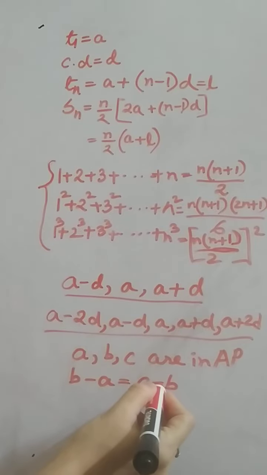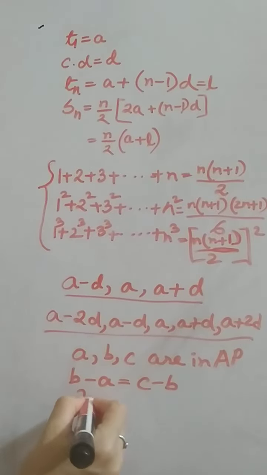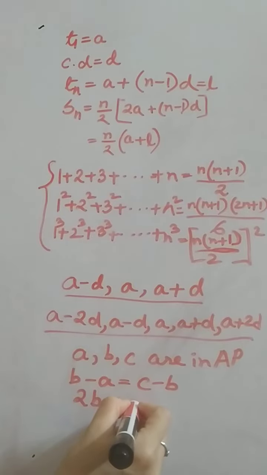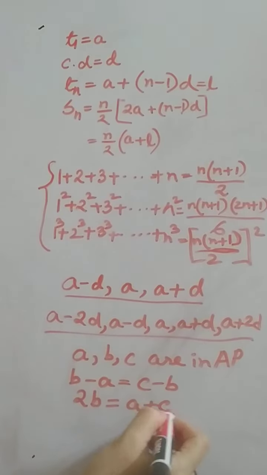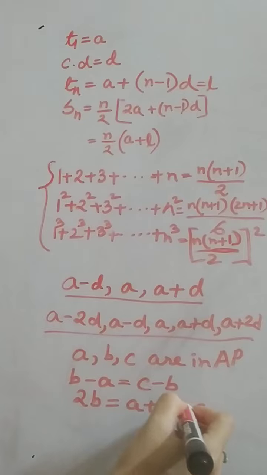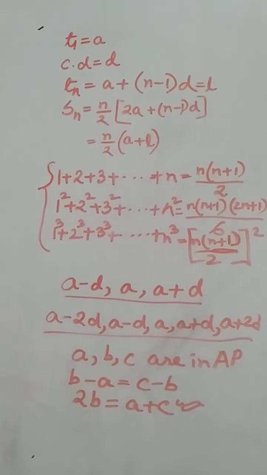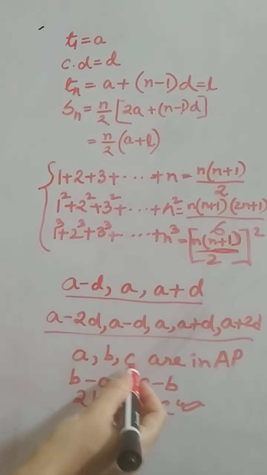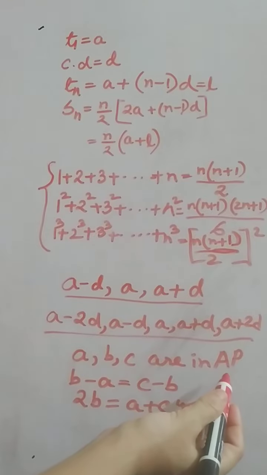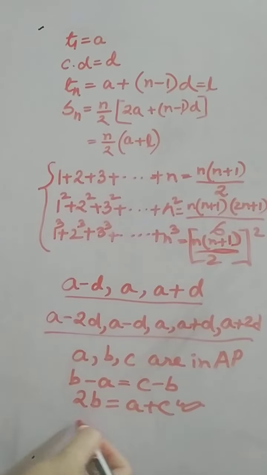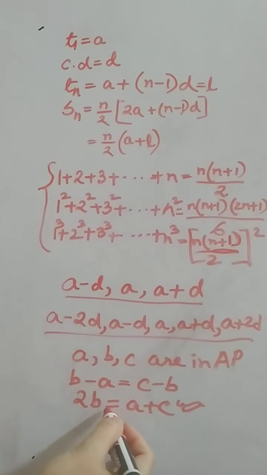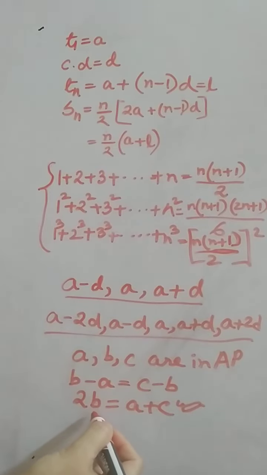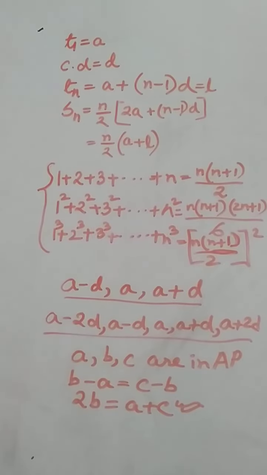So what do we get from here? We get 2B is equal to A plus C. We are going to use this also in some of the problems. So if 3 things A, B, C are in AP, we can use this idea that the sum of the first and the last will be equal to twice the second. That is A plus C is equal to 2B. Now let's continue with some problems.